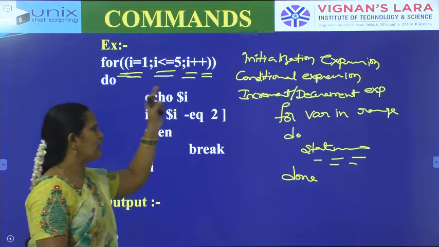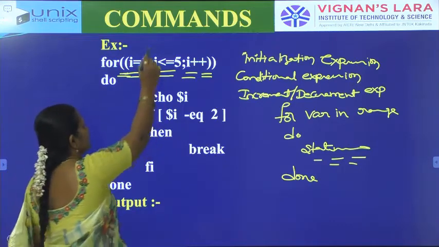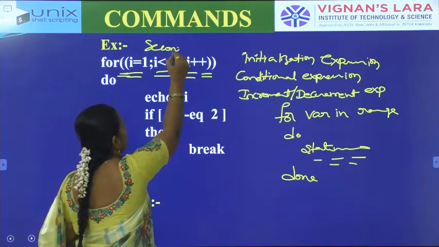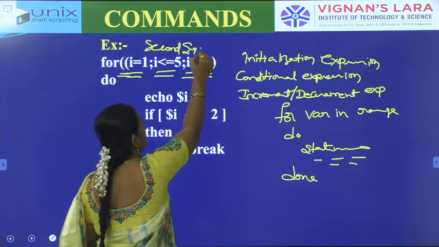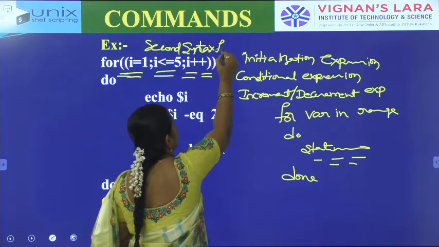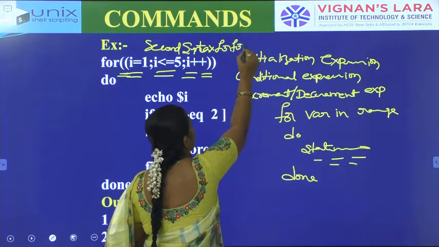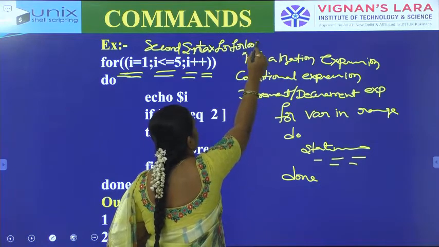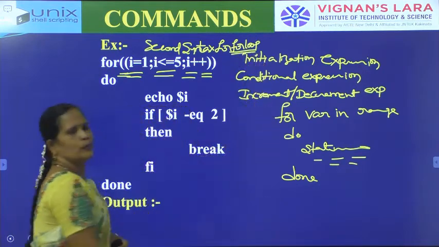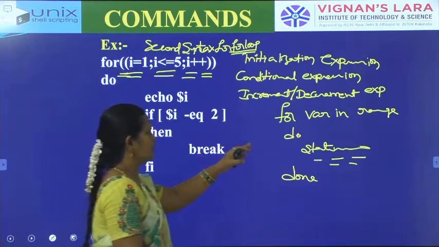I specified three types of expressions, the initialization expression, conditional expression and increment expression, within a single line by using the second syntax of the for loop: for followed by double parenthesis, next the three types of expressions, then closing double parenthesis.